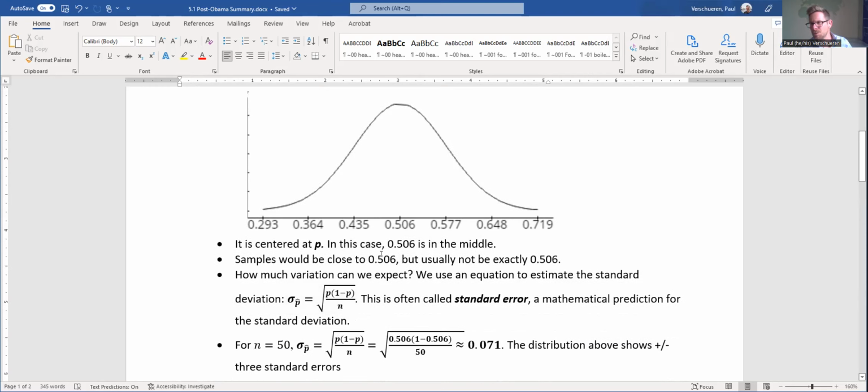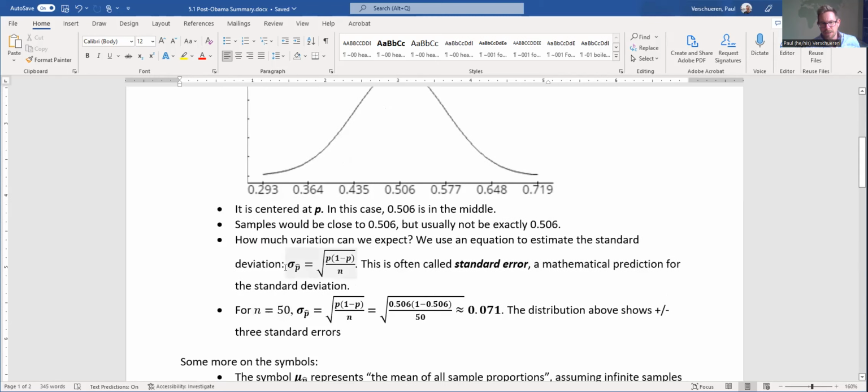So how much variation is reasonable? We didn't see too much variation. Remember, the class never saw any results in the 20%, and they never saw any results in the 70%. Well, that prediction for standard error is done using this calculation, which says the standard deviation of sample proportions, where p hat represents sample proportions, can be found with this equation. This is often called standard error, which is really a mathematical prediction for standard deviation, because standard deviation is calculated using data, and you don't actually use data to come up with this. You just use sample size and the population proportion.